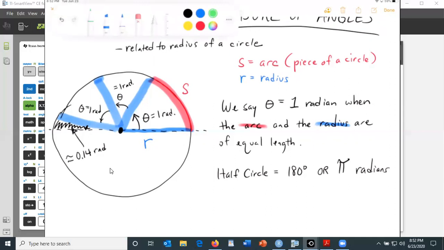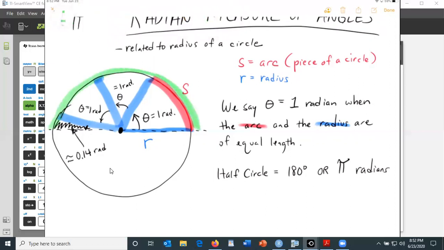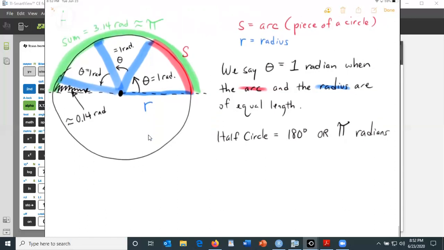All right, so let me do this. Let me highlight. So if you add this all up, the top half there, the sum is 3.14 radians, which is pi. All right, so you add the 3 full wedges and that little tiny wedge of about 0.14 radians. All right, and that gives us a relationship between degrees and radians.